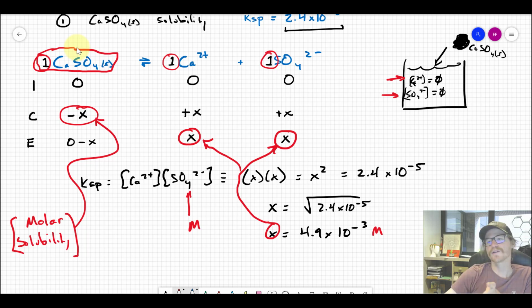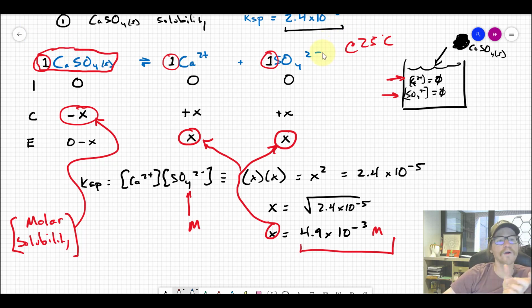So if we were to try to report, well, how soluble is calcium sulfate, in this case at 25 degrees C, we would say its molar solubility is 4.9 times 10 to the minus 3 molar. Coincidentally, that is also the equilibrium concentrations of both calcium ion and sulfate ion in this case. But it won't always be coincidence if the coefficients aren't simply 1 to 1 to 1.